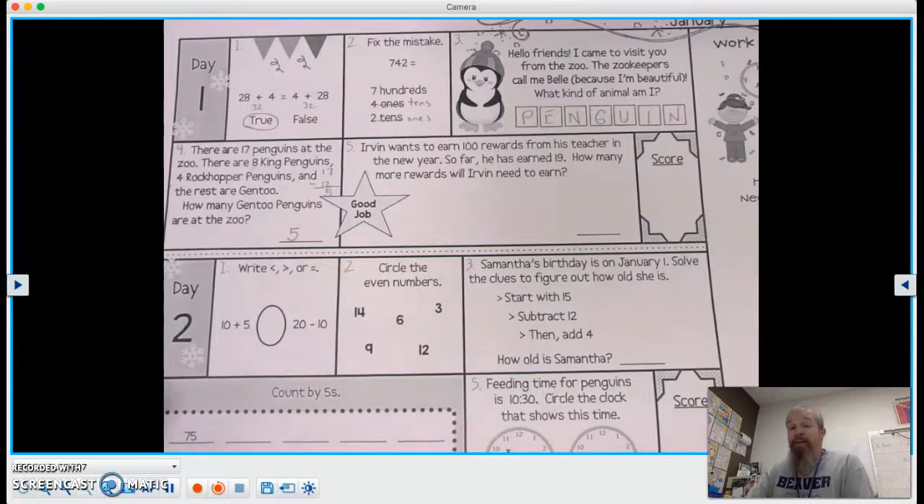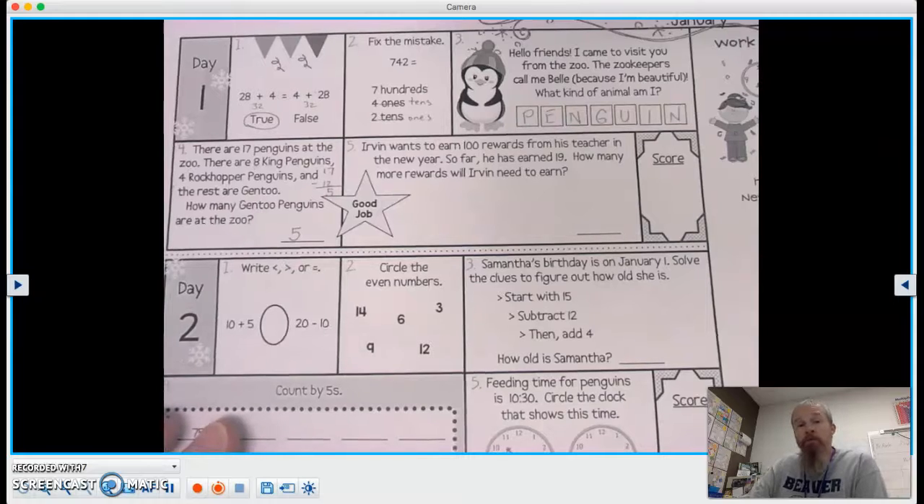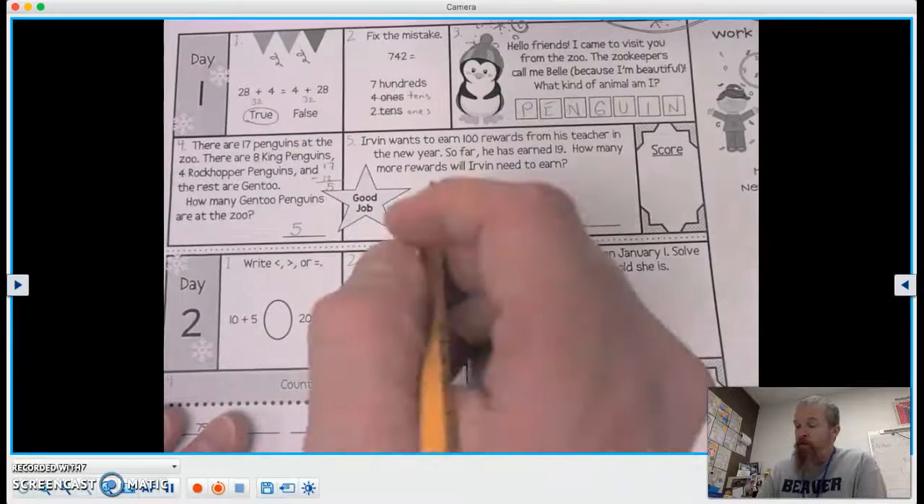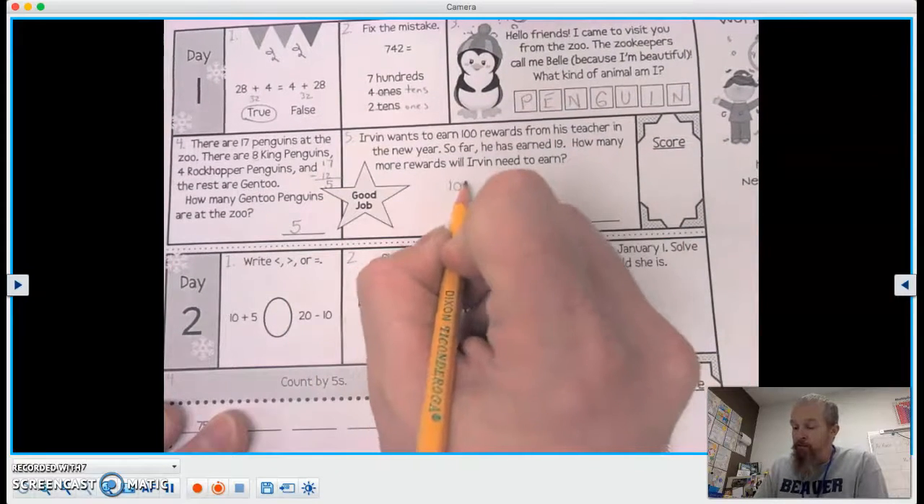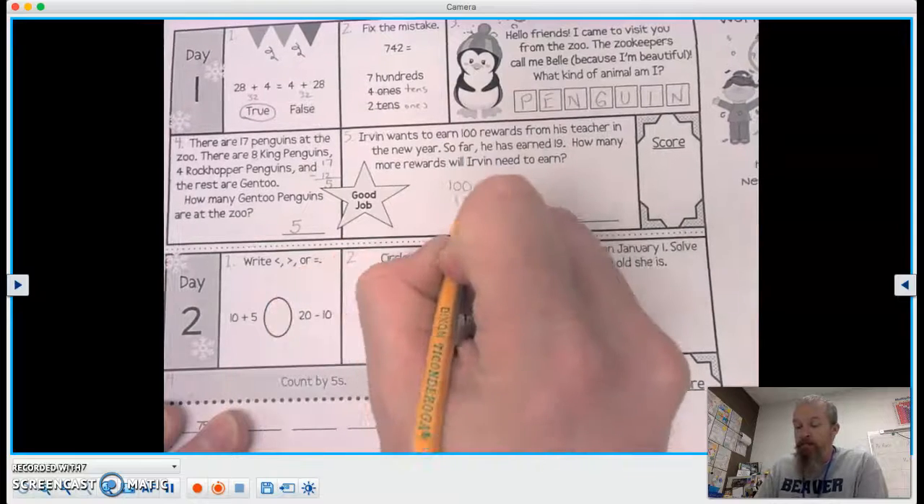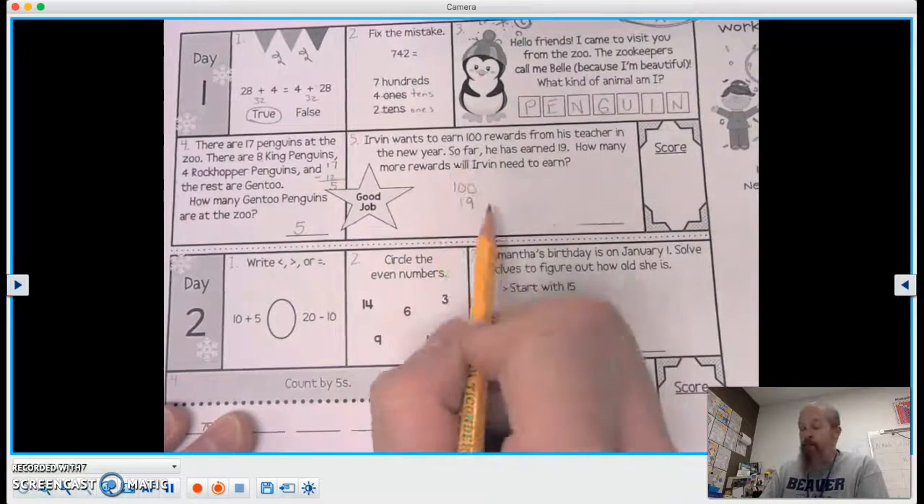Irvin wants to earn 100 rewards from his teacher in the new year. So far, he has earned 19. How many more rewards will Irvin need to earn? So, he wants to earn 100, and he's earned 19. So, what's the difference between that?